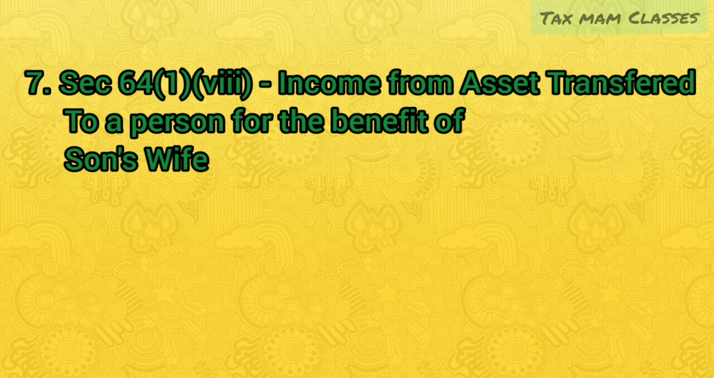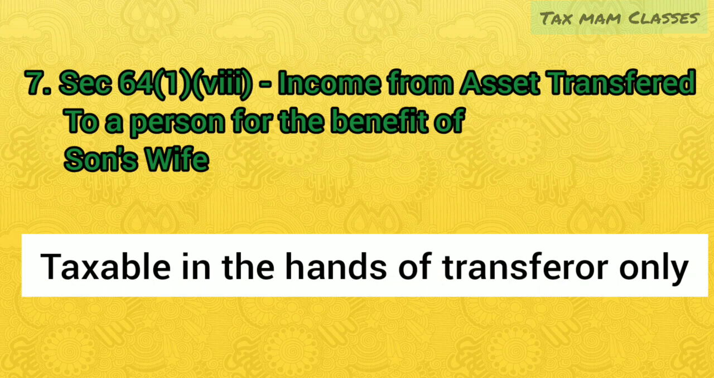Now coming to the seventh provision, section 64 subsection 1 subclause 8 talks about where income from asset is transferred to a person for the benefit of son's wife. In this case also the same thing. The income whatever benefit is transferred to son's wife through a person directly or indirectly, it will be taxable in the hands of the person who is transferring it, but not in the hands of the middle person, or in the hands of son's wife.